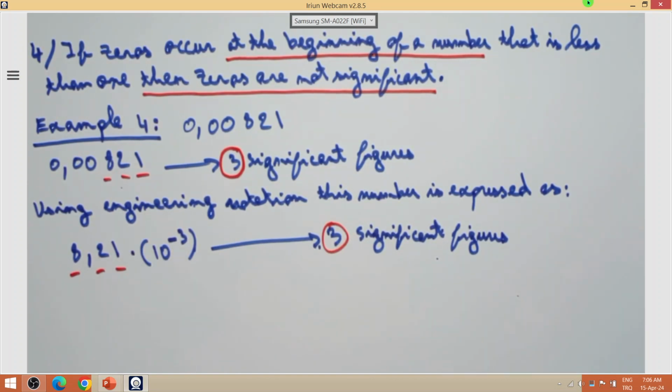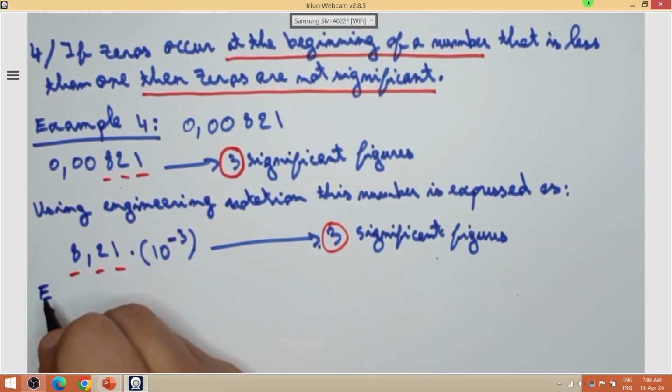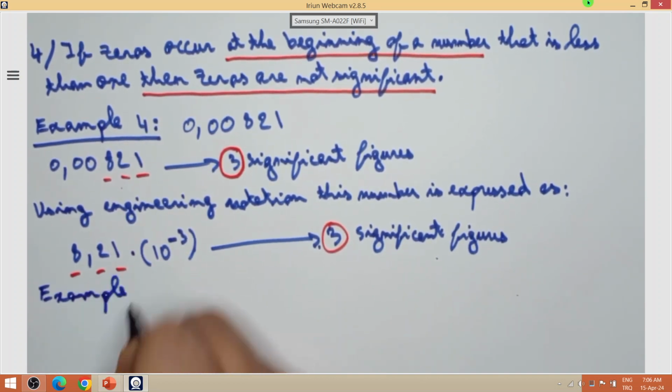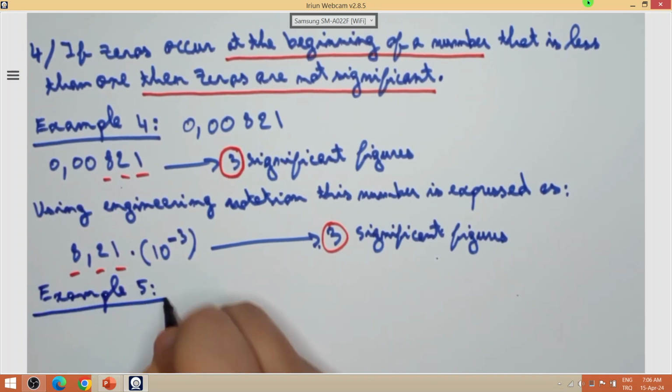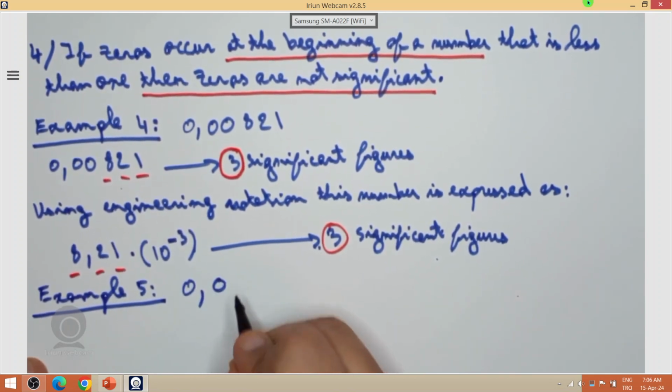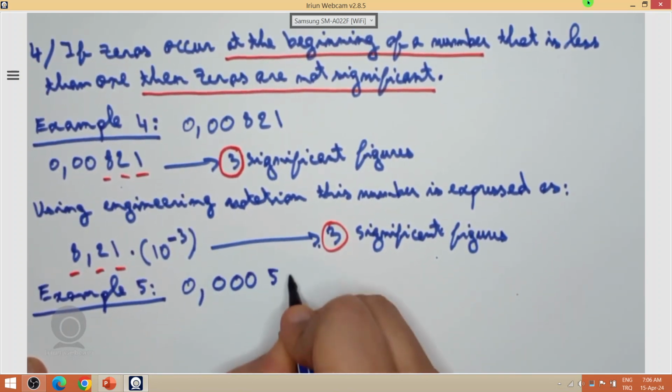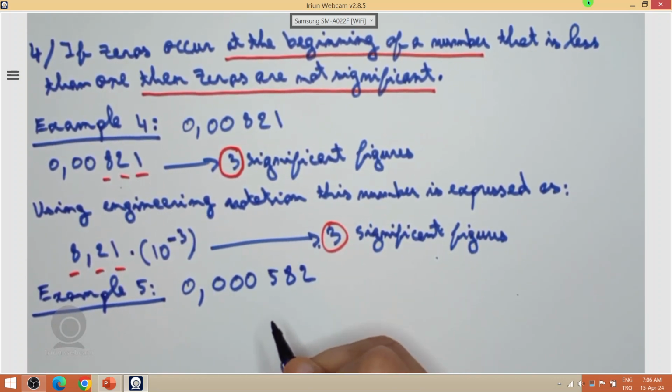Still in this note, which is note 4, we'll see another example, which is example 5. In this example, we'll talk about another number, 0.000582. Let's see how many significant numbers this number has.